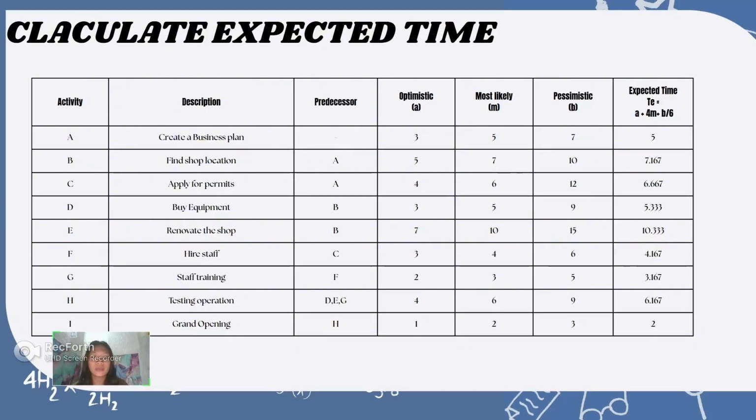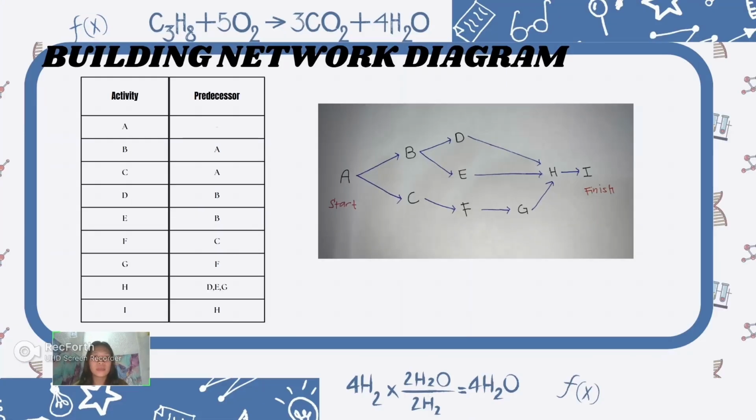Once we have all the expected times, we now identify the sequence of activities and draw the network diagram. We will be using the activity and predecessor, because the predecessor gives the activity direction. This diagram shows how tasks depend on one another and the proper flow of the project.